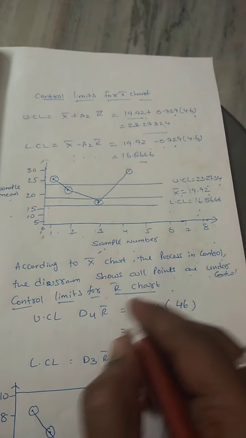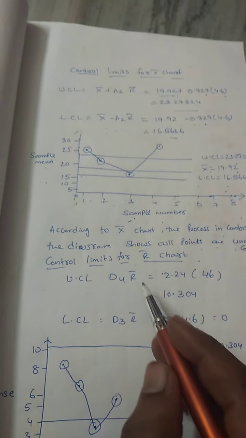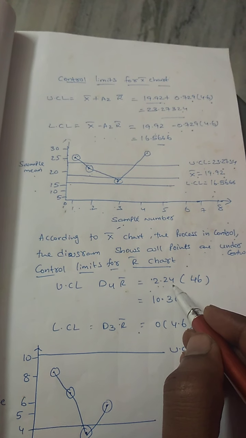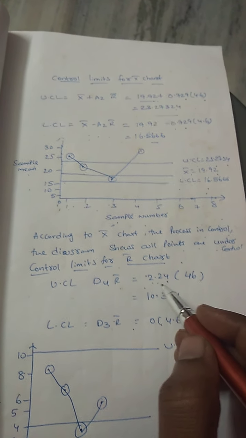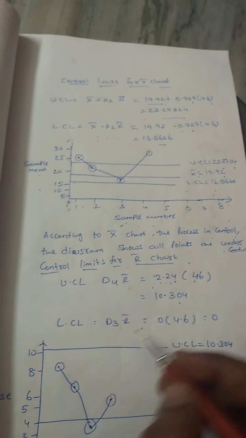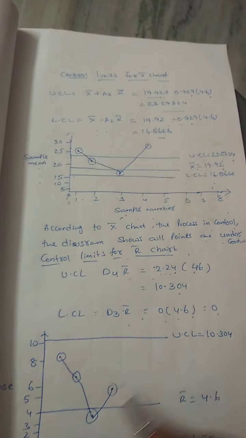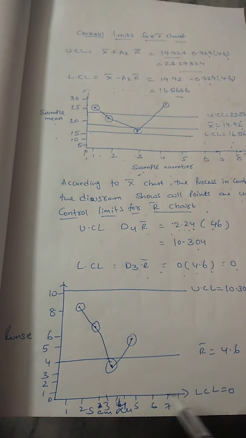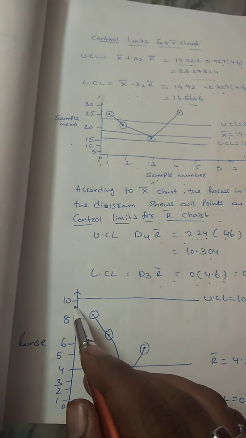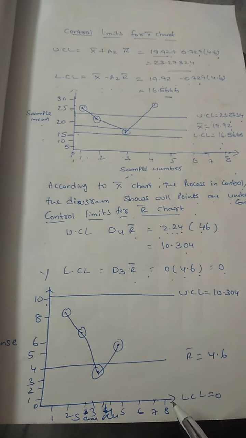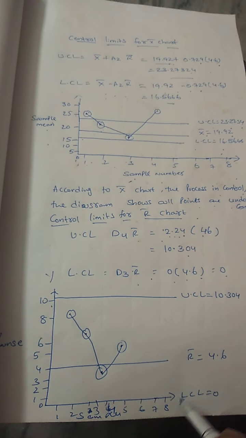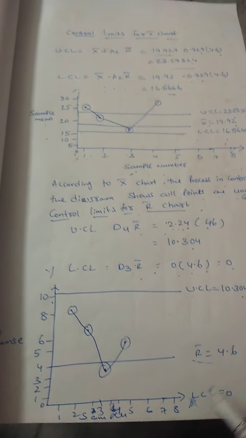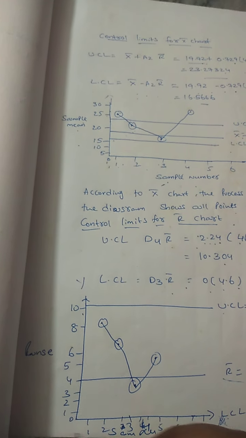Coming to the R bar chart, upper control limit is D4 R bar and D3 R bar is the lower control limit. They are given in the problem, assume D4 2.24, D3 is 0. 2.24 into 4.6 is 10.304, and D3 is 0, 0 into anything is 0. So here also you apply the same, x axis should be samples and y axis should be range. For clarity, note down that x is the horizontal line and R is the upper value. Here R is 4.6, upper control 10.304, lower control is 0. Apply the same pattern here also.